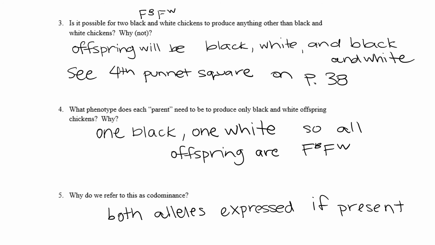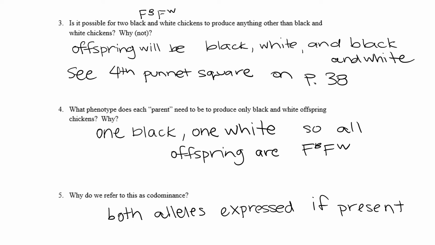Is it possible for two black and white chickens, so that's those checkered ones again, to produce anything other than black and white chickens? So yes, some will be plain black, some will be plain white, and then some will be the black and white. The fourth Punnett square on page 38, that last one we did, showed that.